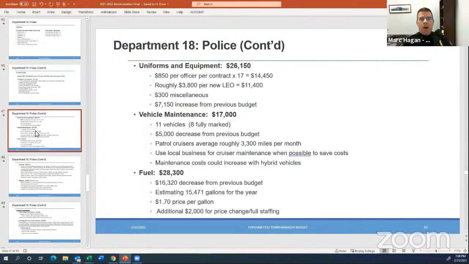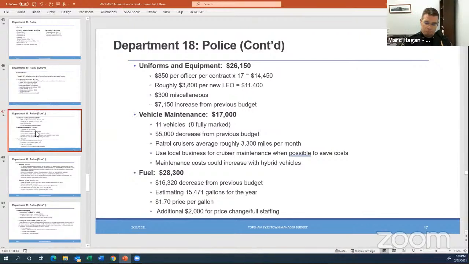Okay. So uniforms and equipment, we had roughly a $7,000 spike here. The reason being is twofold, to be honest with you. Per the contract, the officers right now are getting $800 a year to purchase new uniform equipment. And once we hit July 1st, it's going to bump up to 850.